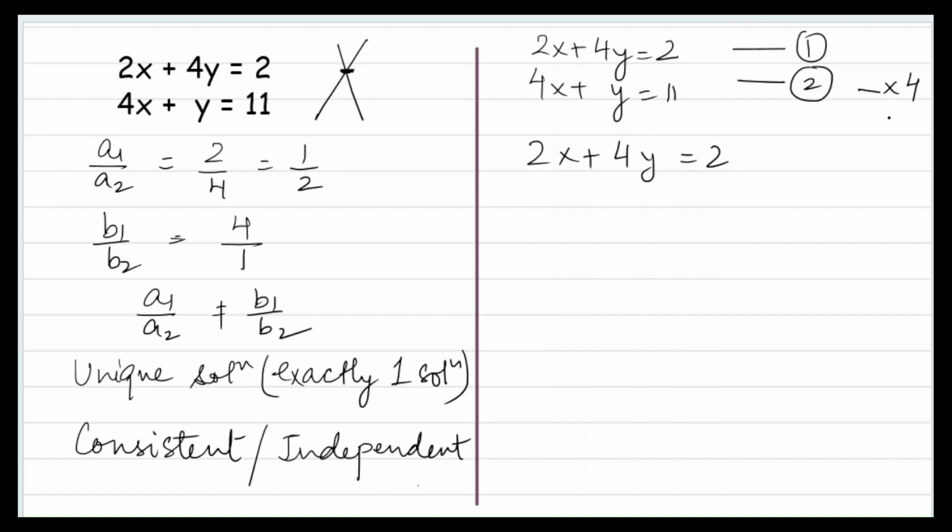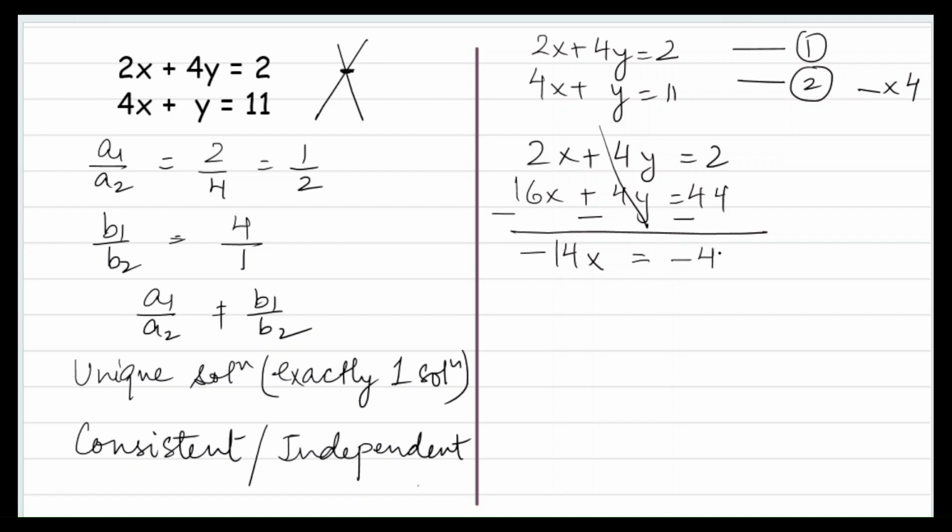When I multiply this whole equation with 4, 4 times 4x is 16x plus 4 times y is 4y equals 4 times 11 is 44. Now, we will subtract the equation, so change the signs of the second equation. 2x minus 16x will give me minus 14x. 4y minus 4y is 0, equals 2 added to negative 44 is negative 42. To get the value of x, divide by minus 14. Minus 14 divided by minus 14 is 1. So x comes out to be minus 42 divided by minus 14, which is 3. So that's my value of x.